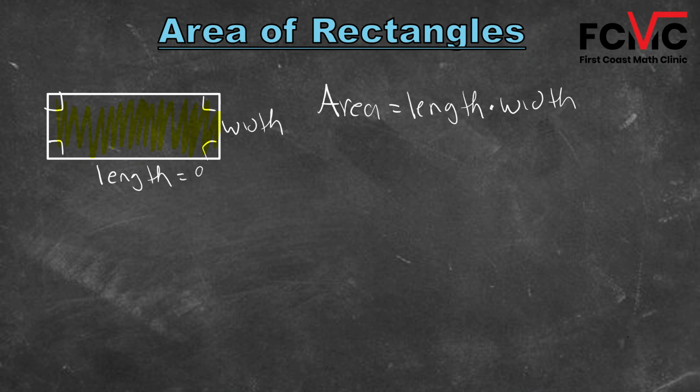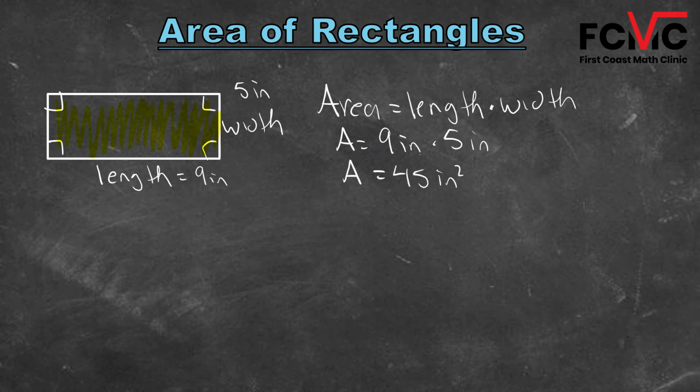So if our length in this example is, let's say, 9 inches, and the width is 5 inches, then our area we could find by multiplying 9 inches times 5 inches. We have to include the units, inches and inches, and our area is going to be 45 inches squared. So we're going to square our units. All right, let's get into a couple more examples.